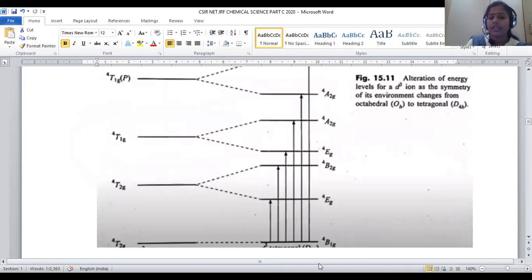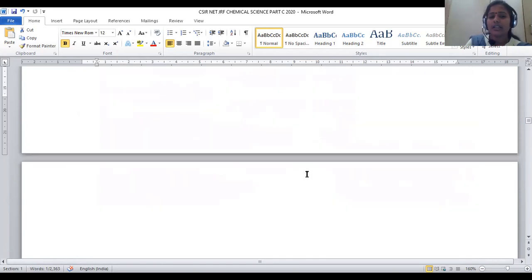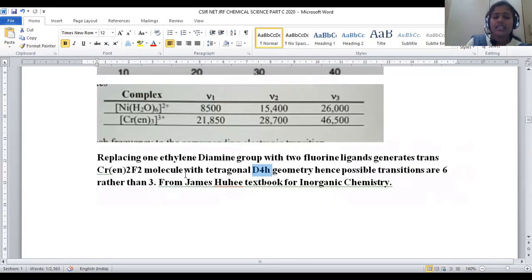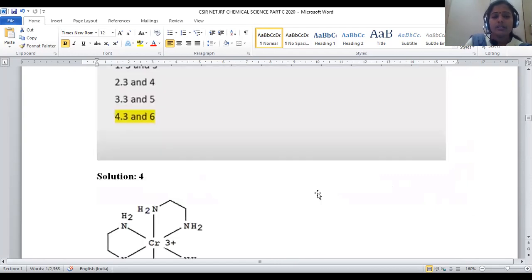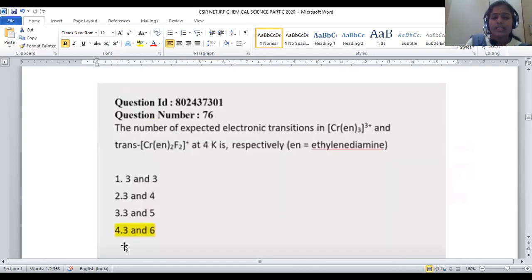Octahedral now started into tetragonal geometry. So 4B1g, 4Eg, 4B2g, 4Eg, 4A2g, 4A2g. These are the different levels of energies which are provided for this molecule, and transitions between them are possible. So it is very clear that transitions are given for the second compound, and this was given in the textbook by James Huheey for inorganic chemistry, right? So for question number 76, 3 and 6 peaks are the relevant answer. Option number 4 will be the correct answer for this one.